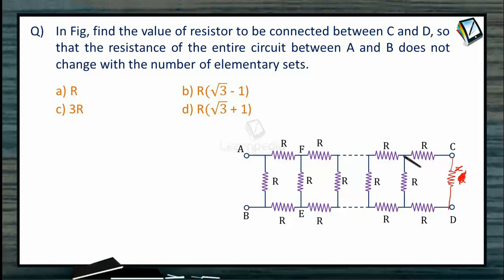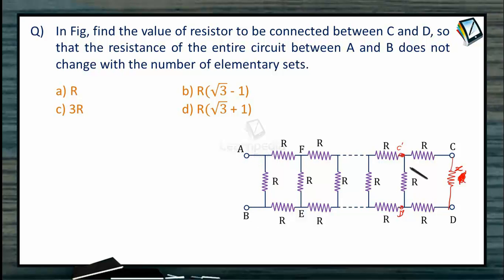Now consider these 2 points, just after considering this resistance also. Let us suppose this point is C dash and this point is D dash. If we find the equivalent resistance between C dash and D dash, and if it is equal to X again, then the same thing will be repeated here again. So again it will get repeated, and then the number of links will not affect our answer for the equivalent resistance between A and B.